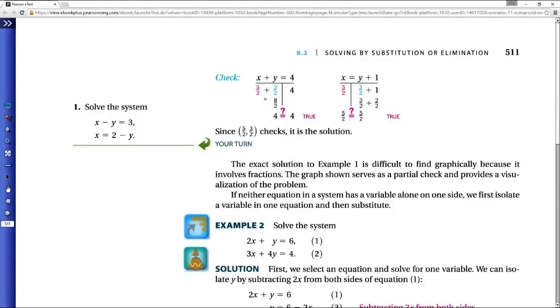So that's what they do. They check the equation x plus y equals 4, and they put in 5/2 and 3/2 respectively for the x and y, and they get 8/2, which is the same as 4. So that's true. That is a solution for this equation. And then they get 5/2 equals y plus 1, which is 3/2 plus 1, which ends up to be 5/2 equals 5/2. So this checks, or this ordered pair is a solution to the system.